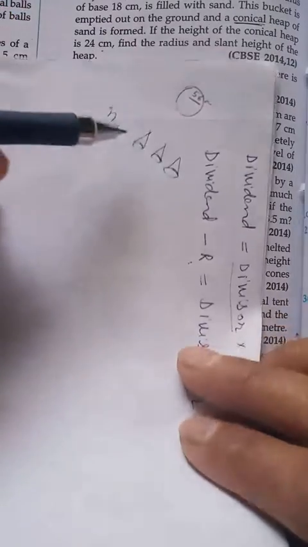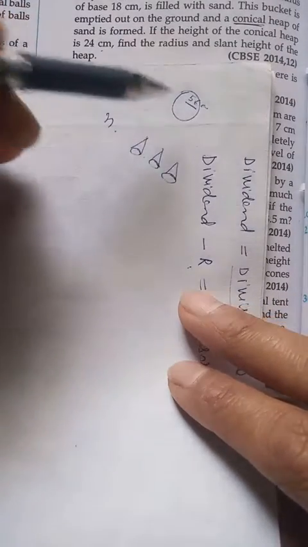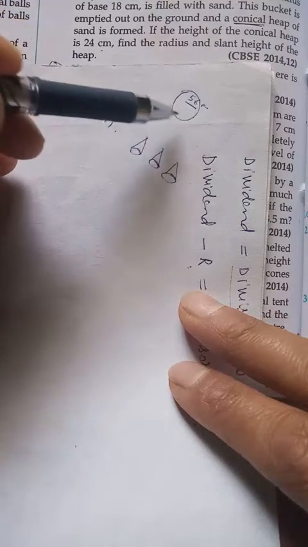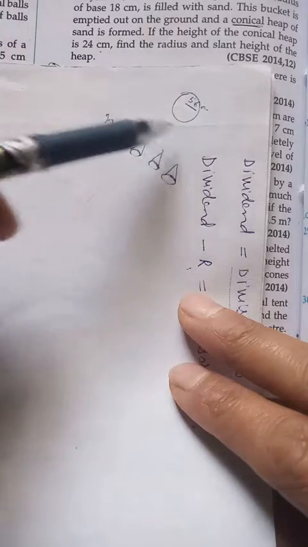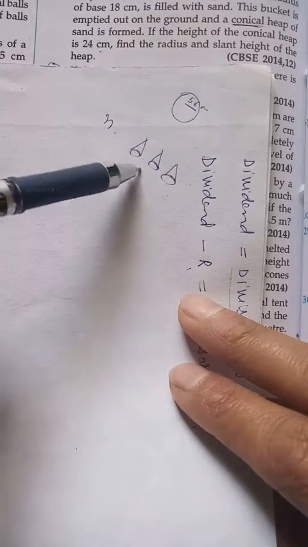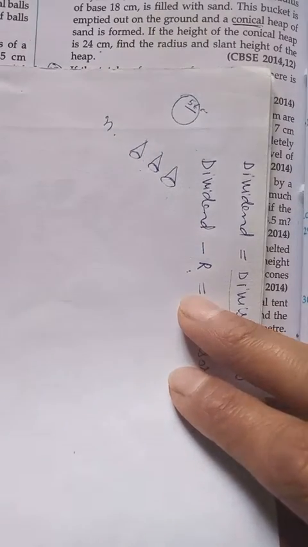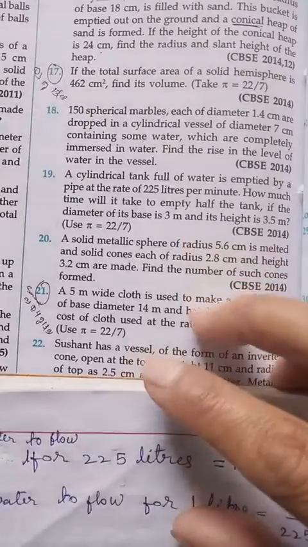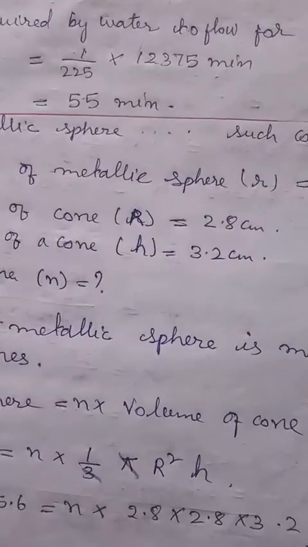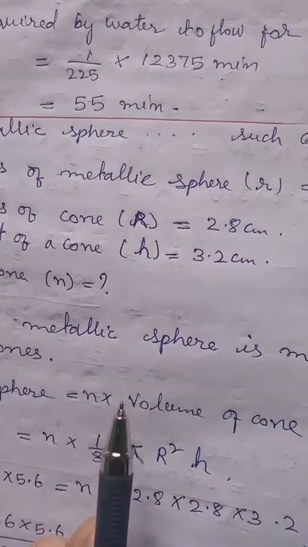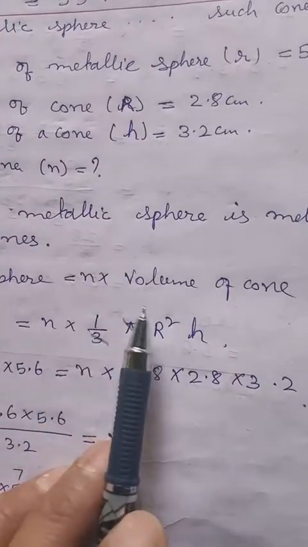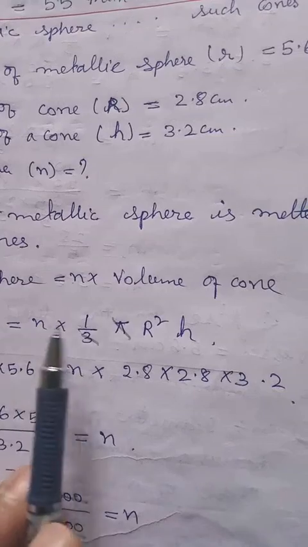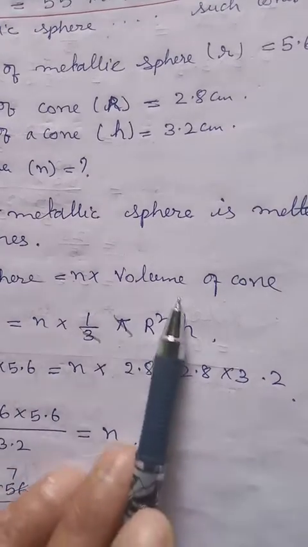What we can understand from here is that the volume of the sphere will be equal to n times the volume of a cone, because from this sphere they form the cones, not only one but many. So we can make use of that fact. The volume of sphere is 4 by 3 pi r cube. Volume of cone, because there are n of them, we put n times 1 by 3 pi r square h.